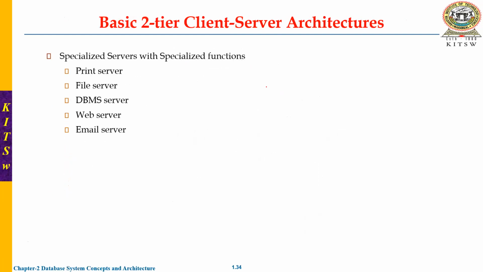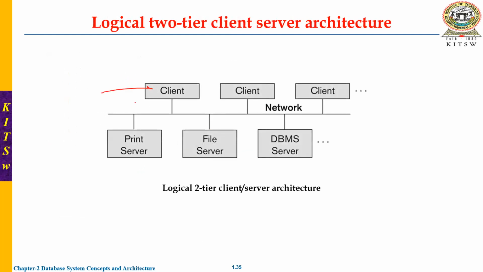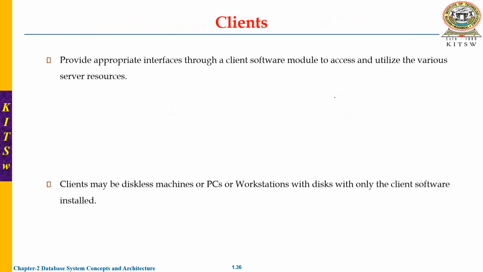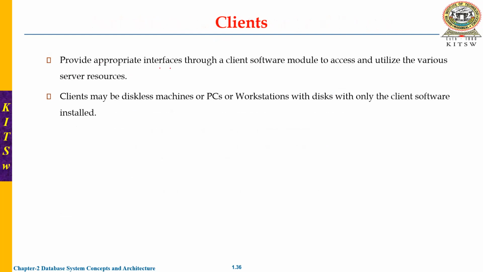Basic two-tier client-server architecture. A specialized server has a specialized function, generally a print server, file server, DBMS server, web server, or email server. Generally, we have studied this in the operating system subject. The clients can access the specialized servers as needed. In this way, client and print server, we can call it a two-tier client-server architecture. This is the client and this is the server, and it's a two-tier architecture. Generally, clients provide an appropriate interface through a client software module to access and utilize the various server resources.